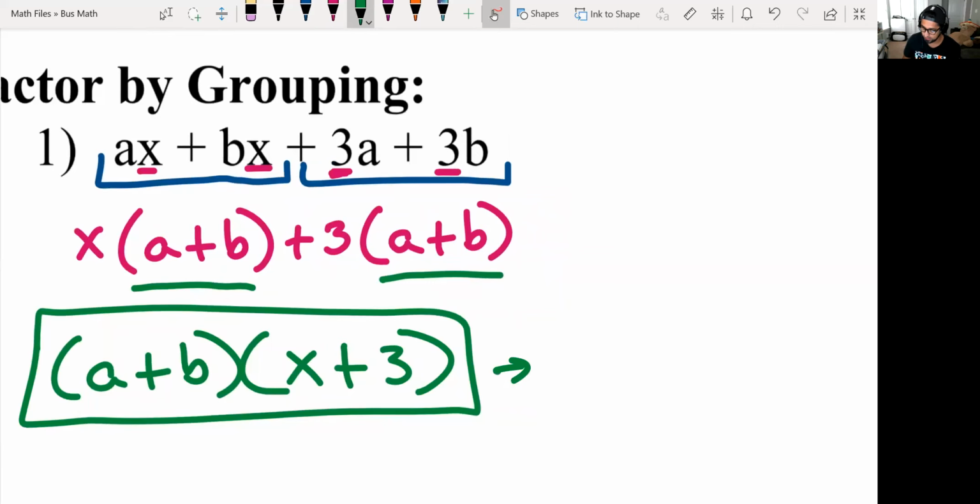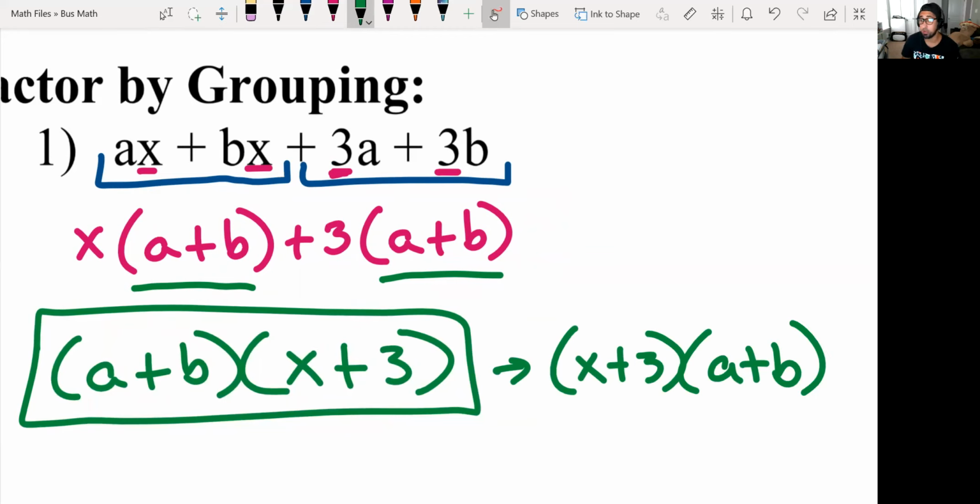And if you write it like this, that works as well. That's the same answer. So you can have either or.